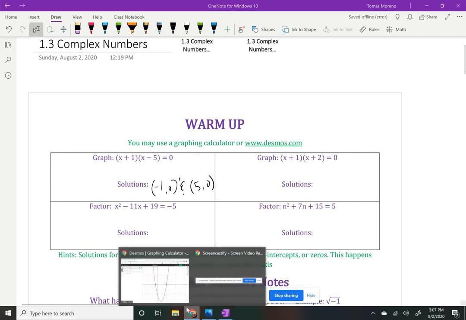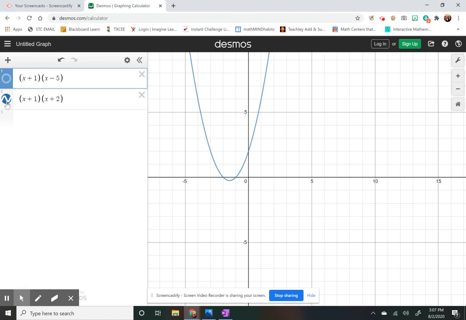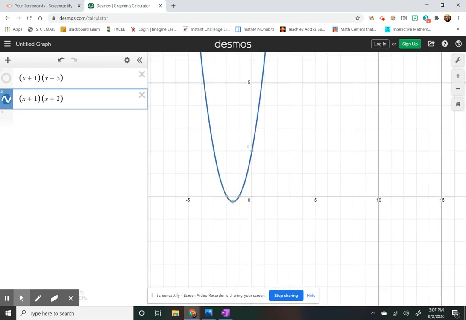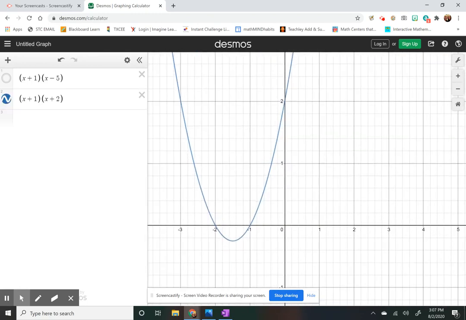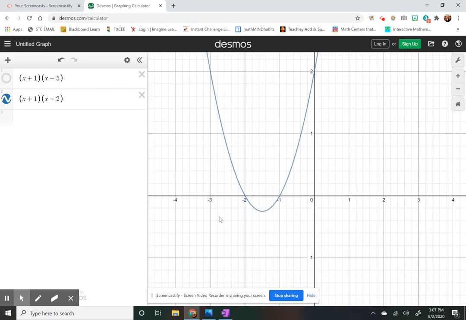And I'm going to do the same thing for this problem right here. So I go back to decimals. I'm going to unhighlight this problem. I'm going to highlight this problem. Now I get a new graph. What's really cool about decimals is that you can kind of zoom in and you could really see where the points are.